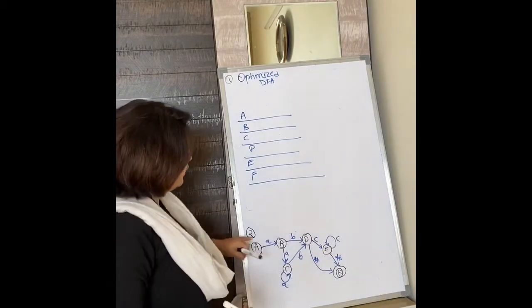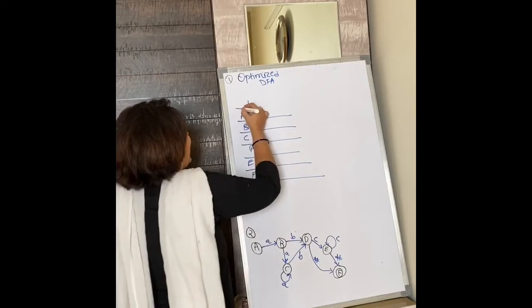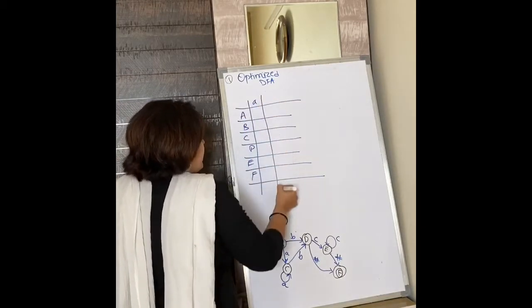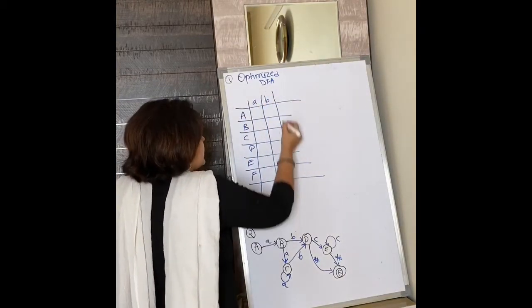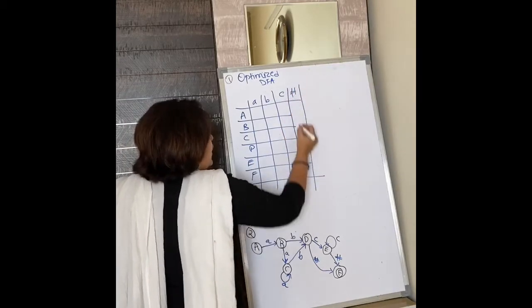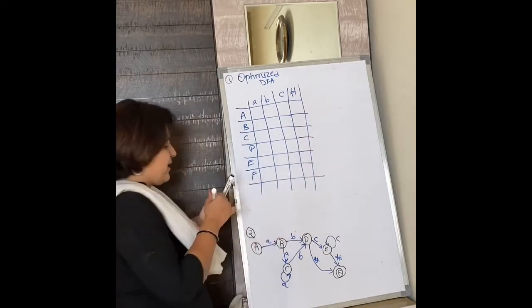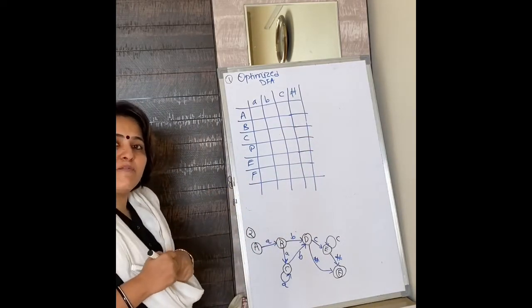How many input symbols do you have? A, B, C and hash. So I have a, b, c and hash as well. Okay, so this is my state table. Quickly I am going to input the information over here. So how are we going to input the information?